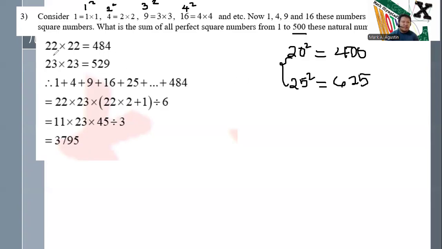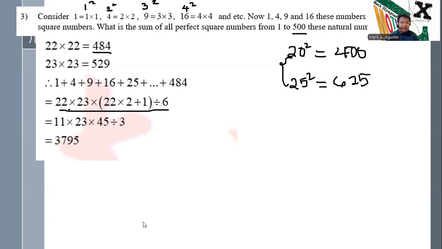As you can see, 22 squared gives us 484, meaning the numbers we'll be adding go until 484. All the perfect squares will be 1, 4, 9, 16, from 1 squared until 484. That will be the addition of perfect squares. But how did it come to this? There's actually a formula for the perfect squares. So how do we solve for it?